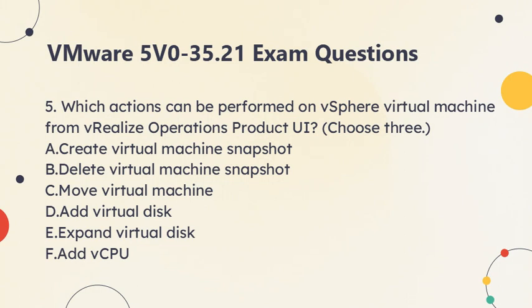5. Which actions can be performed on a vSphere virtual machine from the vRealize Operations product UI? Choose 3. A. Create virtual machine snapshot. B. Delete virtual machine snapshot. C. Move virtual machine. D. Add virtual disk. E. Expand virtual disk. F. Add vCPU.